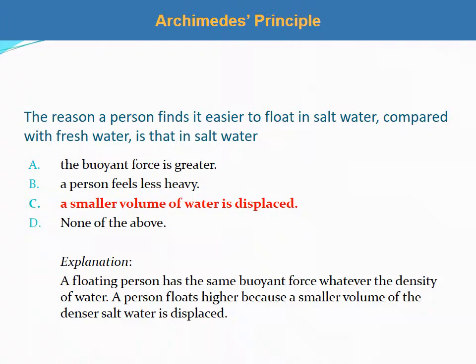The answer is C, a smaller volume of water is displaced. A floating person has the same buoyant force, whatever the density of water. A person floats higher because a smaller volume of the denser salt water is displaced.